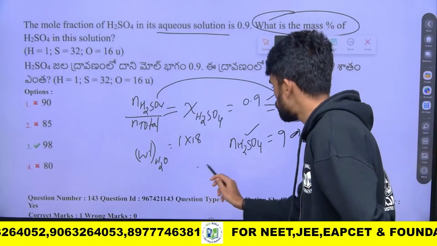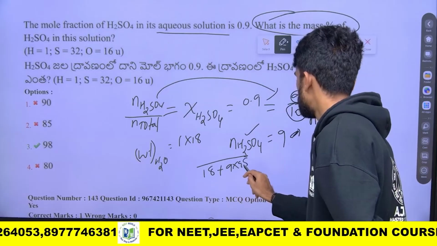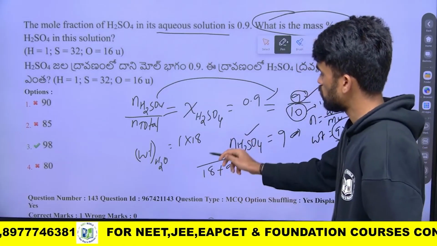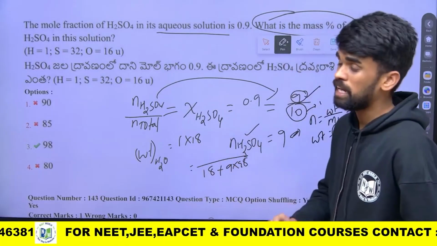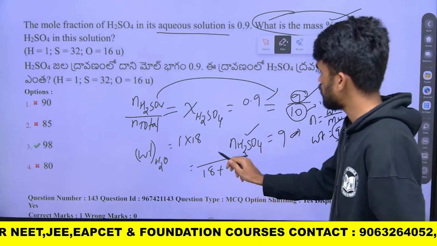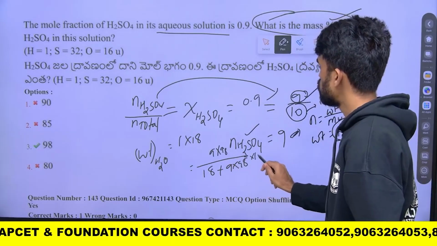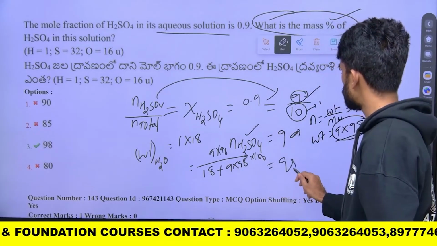Okay. So total weight is how much? 18 plus 9 into 98. This is the total weight. So in the numerator we should write the weight of that component whose weight fraction we want to find. So here 9 into 98, into 100. If you do this, you will get around 98%.